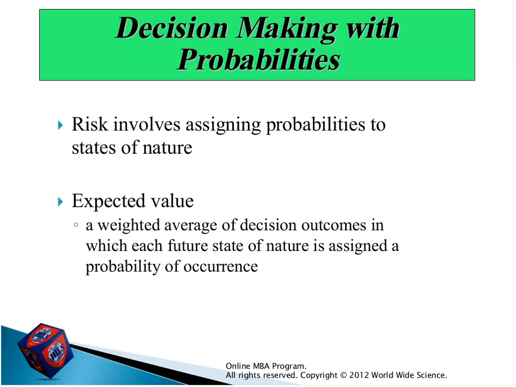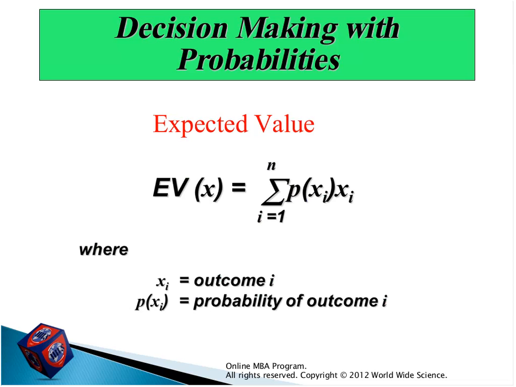Probability means for each of the states of nature: good foreign competitive, poor foreign competitive, good economic condition, bad economic condition, high demand, low demand. Okay, if you can assign probability to each of the states of nature, you should use a formula that is called the expected value formula. This formula is called expected value, EV.